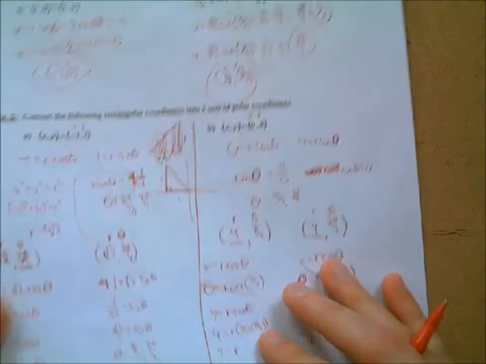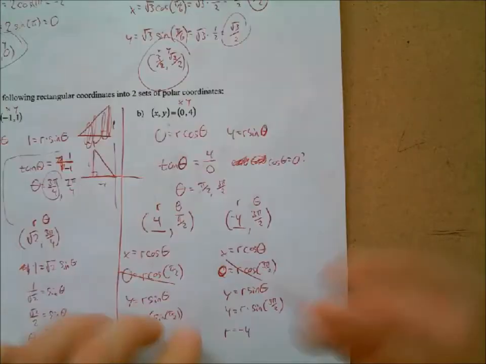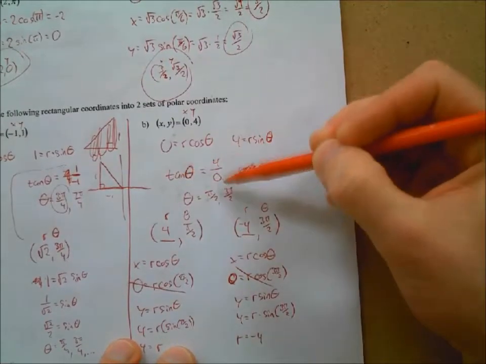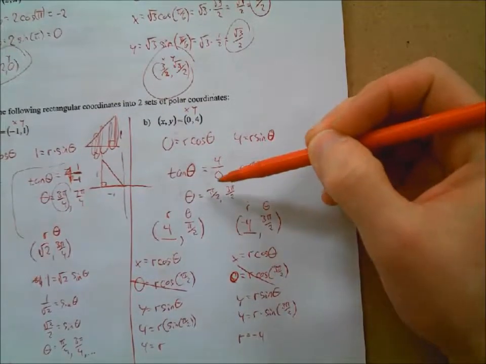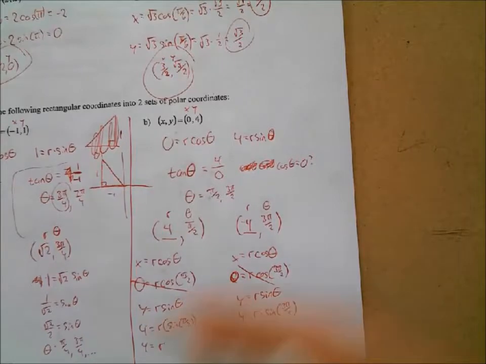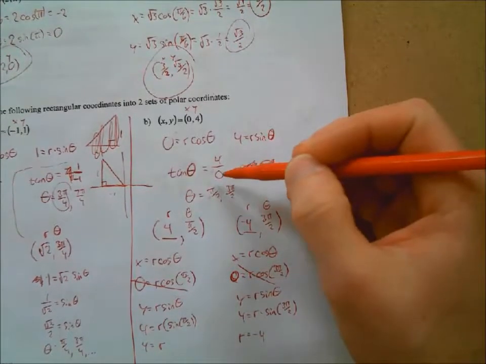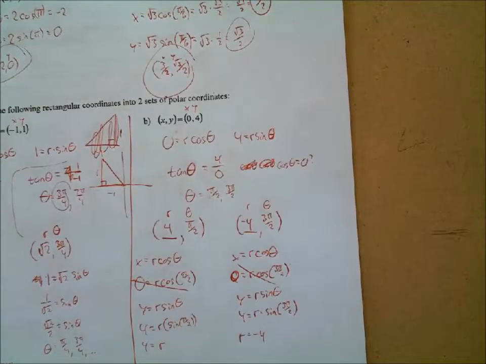Gabe, question? Can you show how you got pi over 2 and 3 pi over 2 again really quick? Sure, just tangent theta is going to be undefined. Tangent's undefined when your denominator of tangent is equal to 0. Sorry, when cosine equals 0. Sine over cosine. Cosine is equal to 0 at pi over 2 and 3 pi over 2.